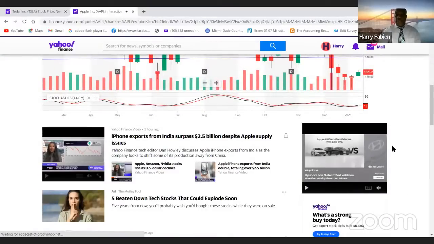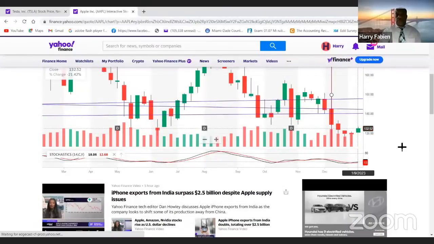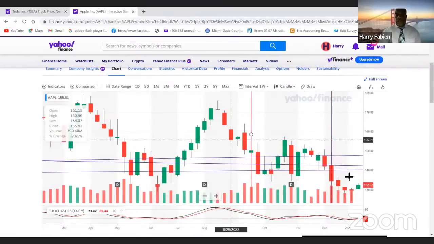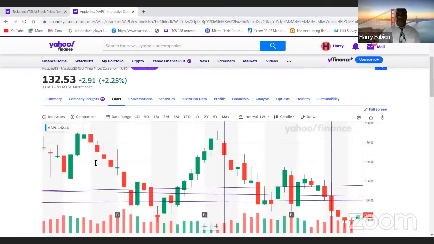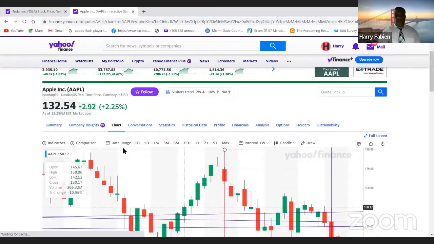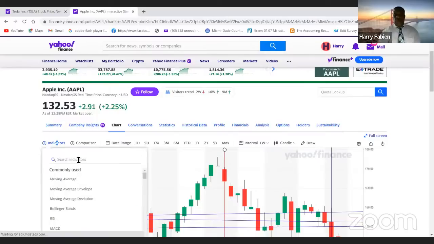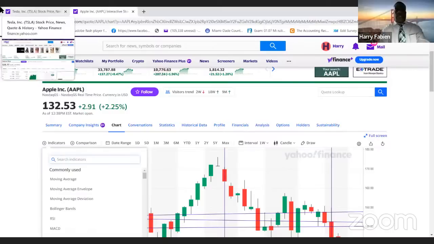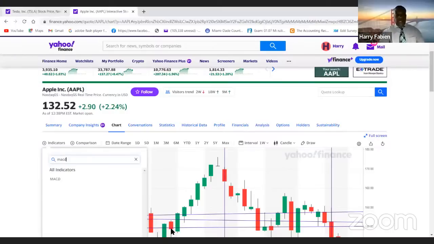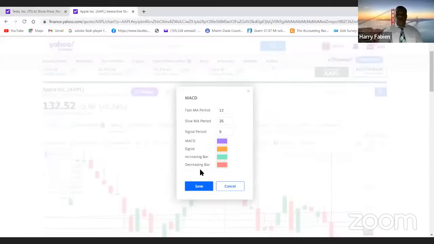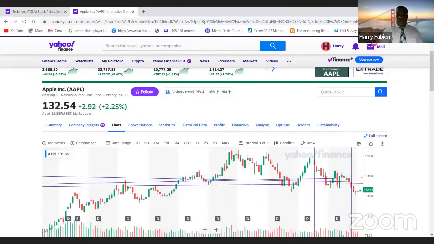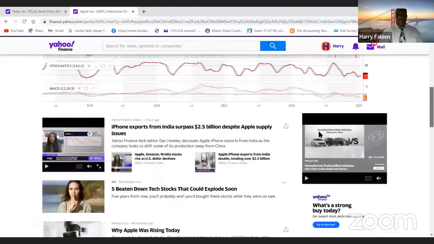What you do here, see, the same thing. You just look at it here. Put indicators again. You put MACD. Any chart, any indicator that you want to do, you do the same thing, you save, and it's there. Okay? MACD is there.